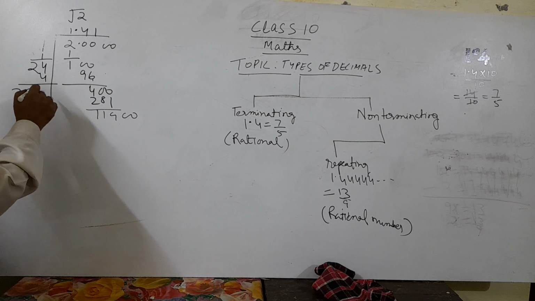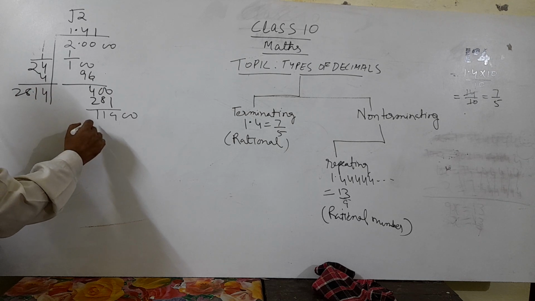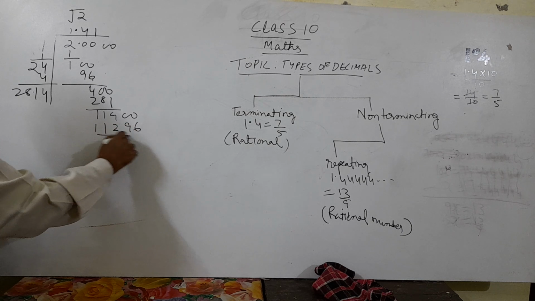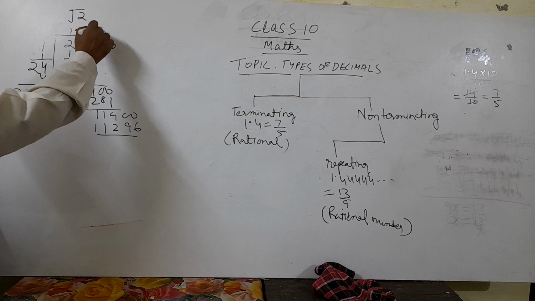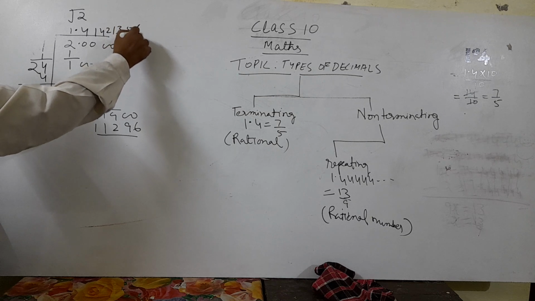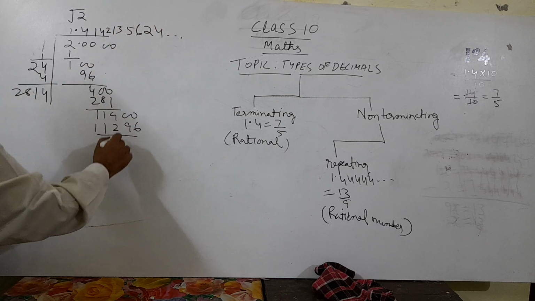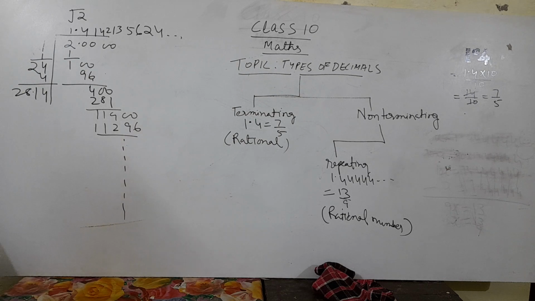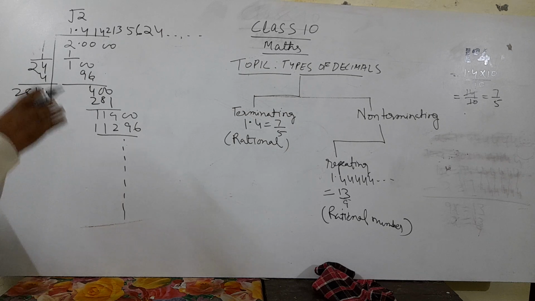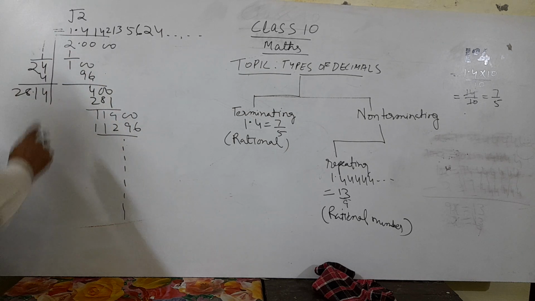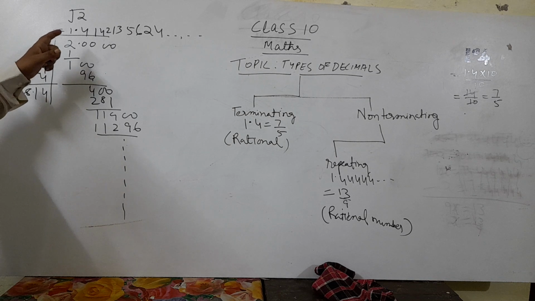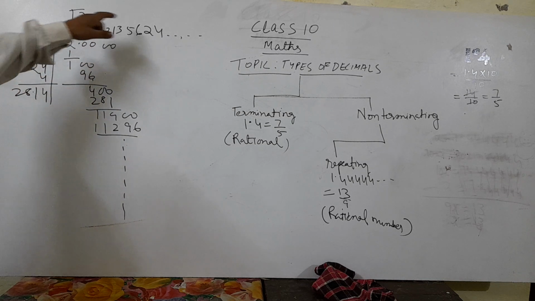11900. This will go 4 times. What you get here is 11296. If you calculate, you get 4, and further 1, 3, 5, 6, 2, 4. What is interesting is that this square root will never finish. It is going to carry on. So root 2 is coming out to be a non-terminating decimal, and what is more important, this non-terminating decimal is non-repeating also.